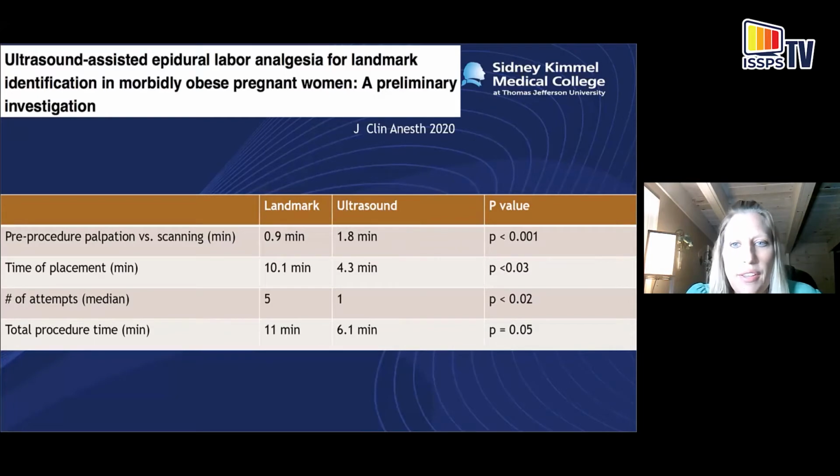As you can see here in this other study, it's a very small study of morbidly obese parturients. Well, the ultrasound pre-procedure scanning took longer. The time of placement in this situation, the number of attempts, and the total procedure time were significantly less compared to the landmark technique. And while it wasn't significant, the authors did note that the palpation group required replacement, bolus of catheter, and also had an unintentional dural puncture, none of which occurred in the ultrasound group.